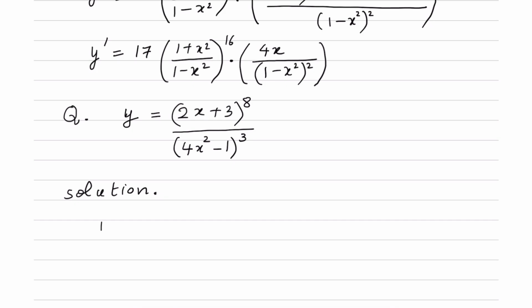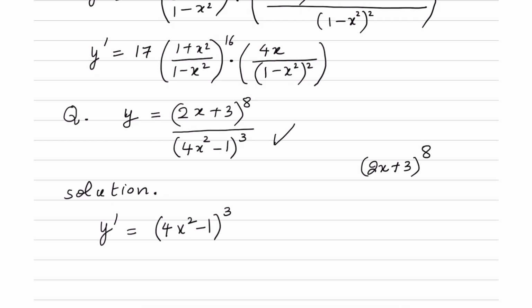To find the derivative, we will write y dash, and since this expression is given in the form of a fraction, we will apply the quotient rule. What does the quotient rule say? Lower term as it is. Lower term is (4x square minus 1) to whole power 3. Lower term as it is, and the upper term derivative. And see that upper term is (2x plus 3) to power 8.